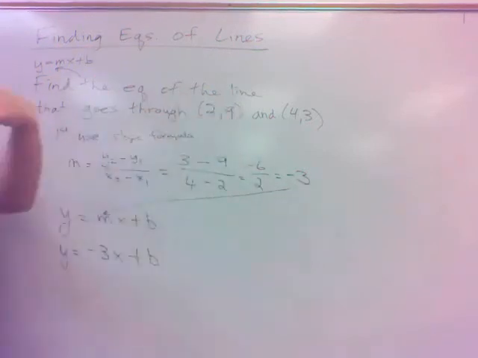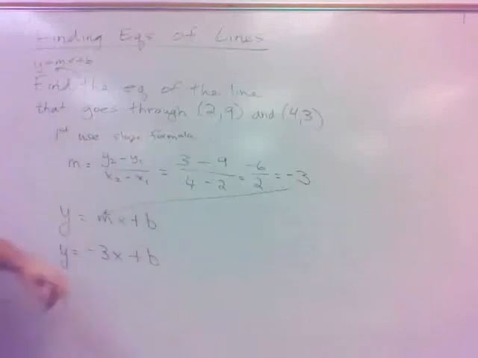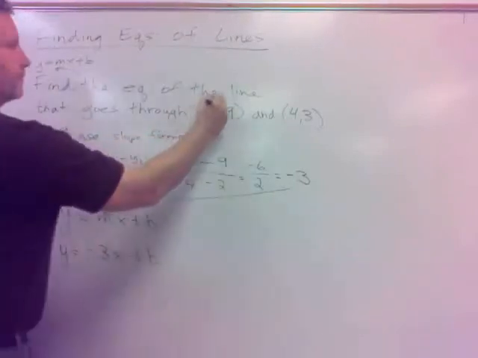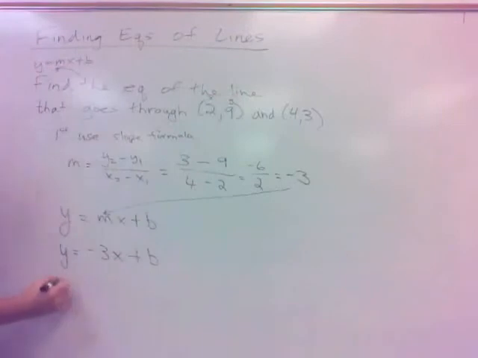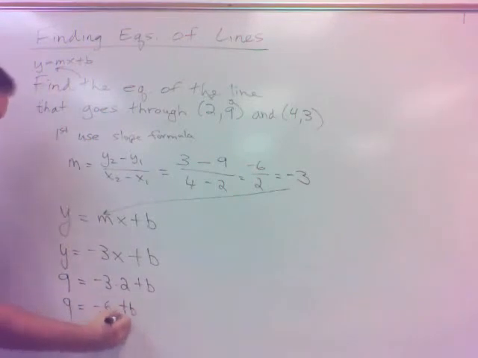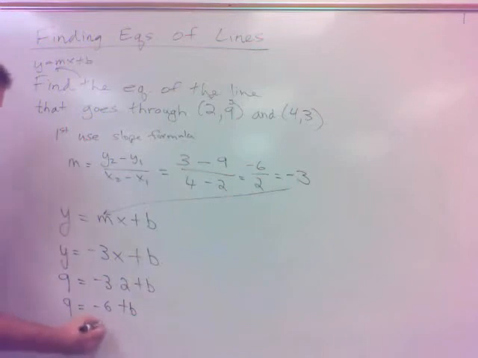I've got a choice here. It doesn't matter which one. I can use this for x and y or that for x and y. It doesn't matter. But let's choose this one. Let's plug in x to be 2, y to be 9. Yeah, that'll get me a way to find b there, doesn't it? So that's 9 equals negative 6 plus b. All I have to do is add the 6.